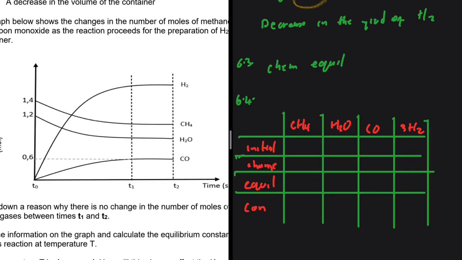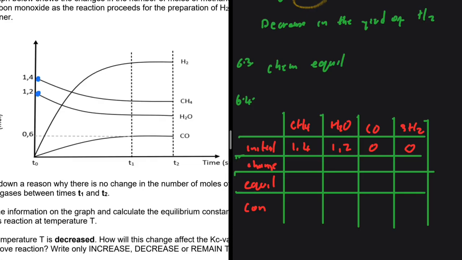We can see that initially at t equals 0, we start with 1.4 moles of methane. So this is 1.4. And then that of H2O is 1.2. Carbon monoxide starts at 0, same as hydrogen gas. And then take a look at T2 or T1. When we have reached our equilibrium, we find that the number of moles of carbon monoxide at equilibrium is 0.6.